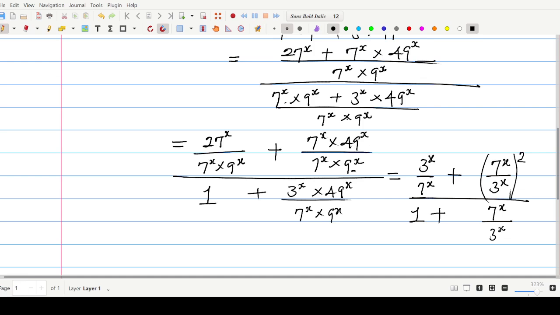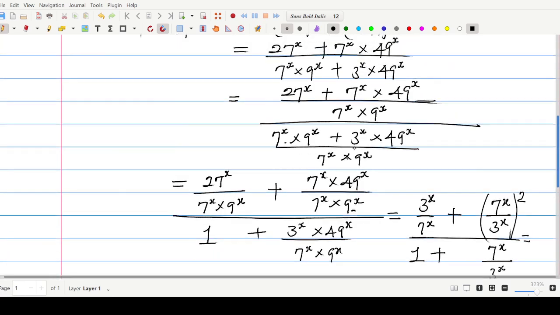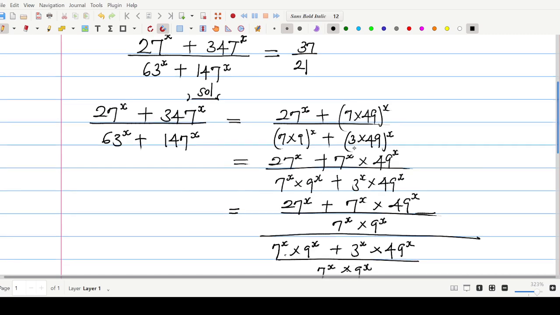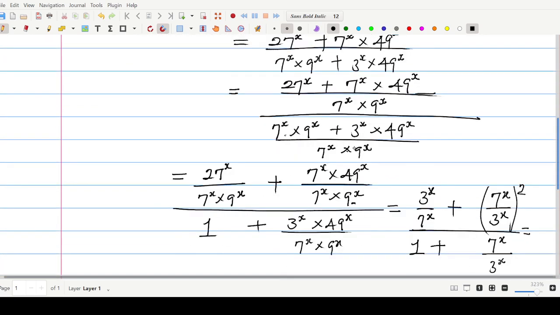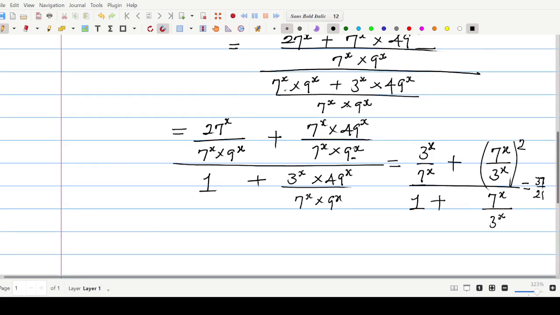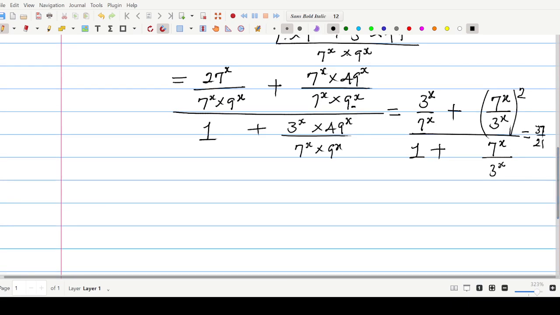Now everything here will be equal to, what was the initial right quantity? 37 over 21. So we have 37 over 21. All right. So we have this over here. Now the work is done.